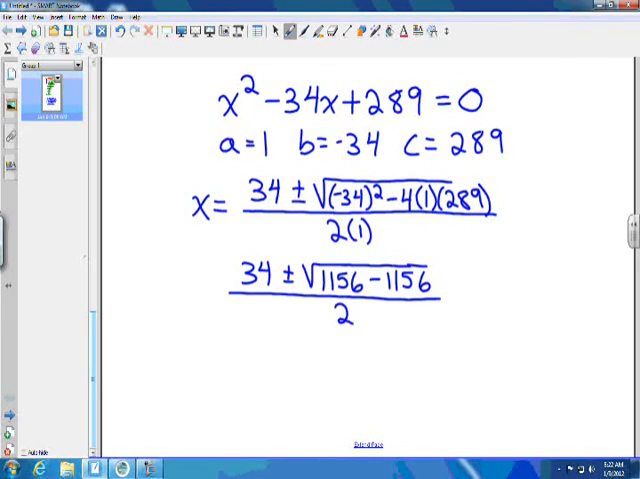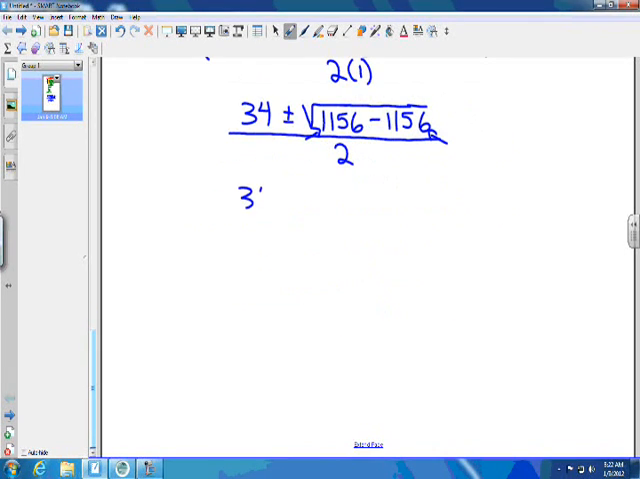all over 2. I wouldn't try to type this whole part in. I wouldn't try to type that in one step. It can be done, but you need to use a lot of parentheses. I would square and get that number, and then I'd multiply negative 4 times the other 2 and get that number. That's how I would do that.